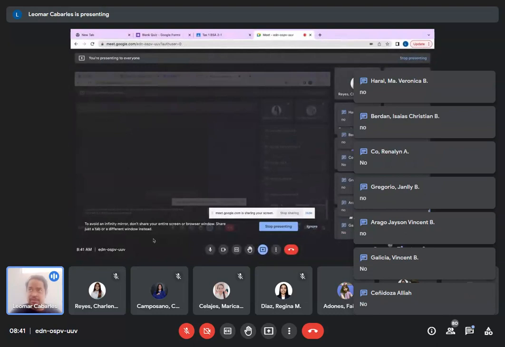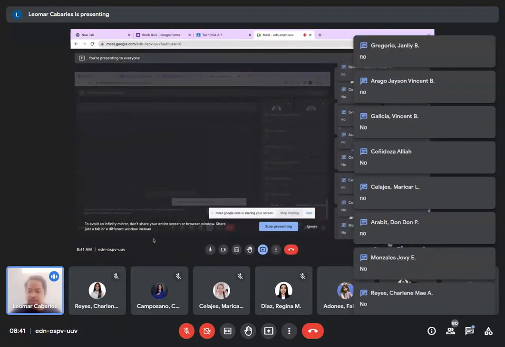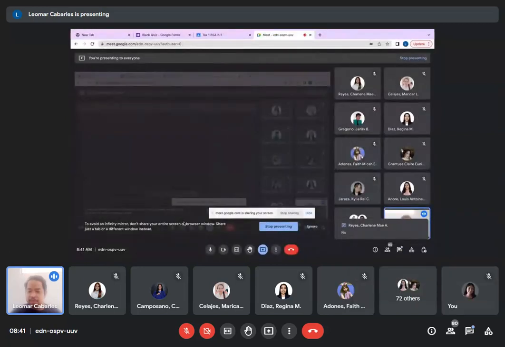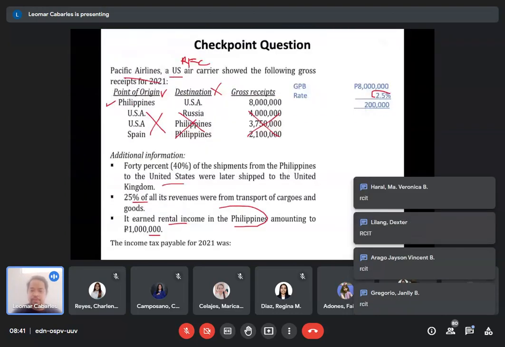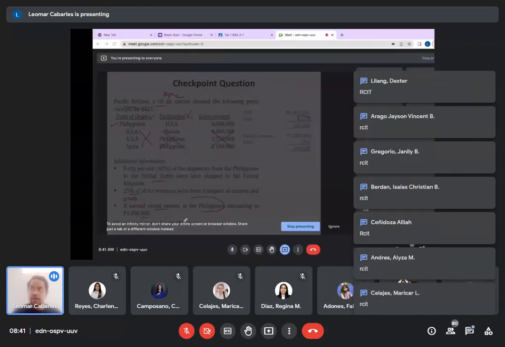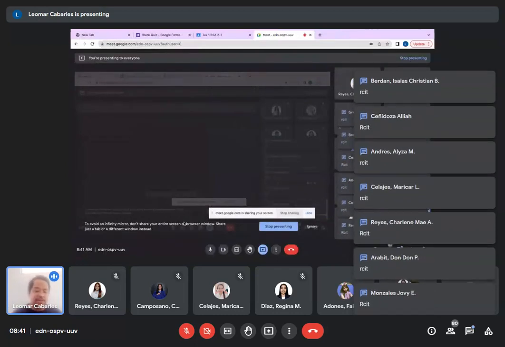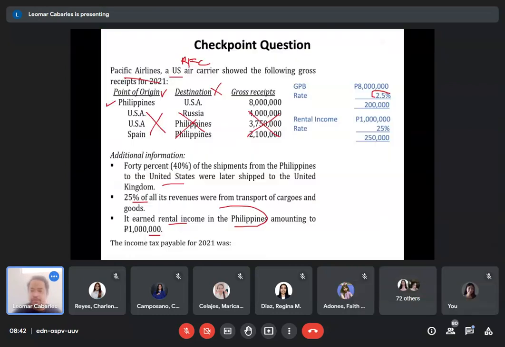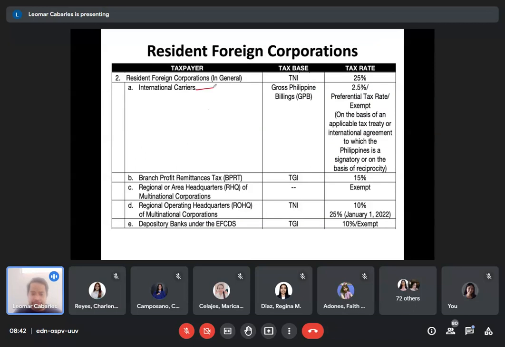Tandaan, 2.5% for gross billings. Hindi naman billings itong rental income. So what would apply na tax to the 1 million? Very good, very good. So the one that would apply is the RCIT. And for resident foreign corp, the RCIT is single rate of 25%. Okay? So therefore, meron pa siyang another 250,000 tax payable for a total of 450,000. Okay? So later I'll send you yung copy nito. No? So that's for international carriers.